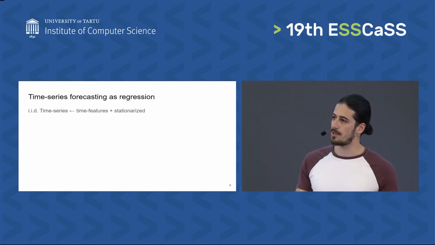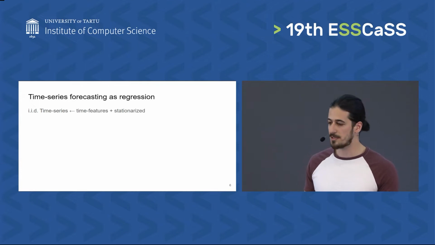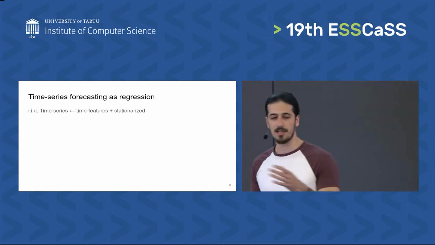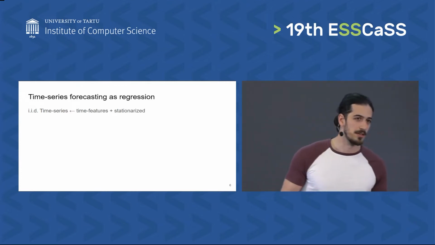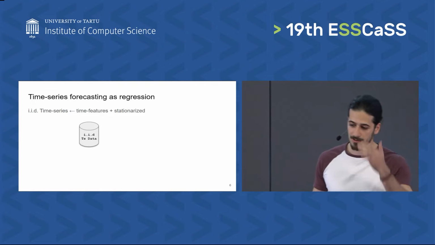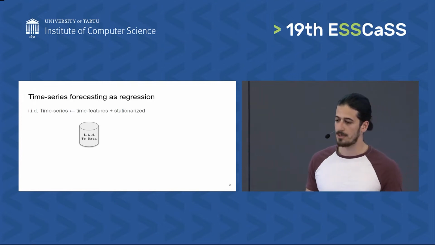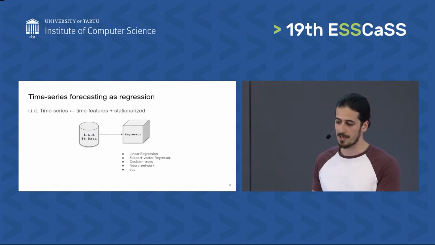Basically, we have independent time features, and we also need stationary data. That's a recipe to get IID time series that is essential for running any regression model on the time series data that we have. So basically, formulating everything as a regression in time series.